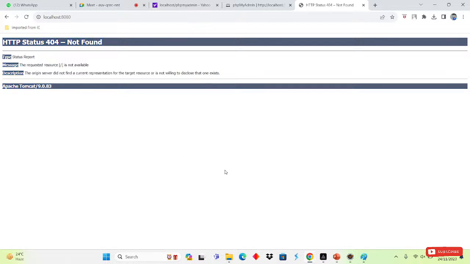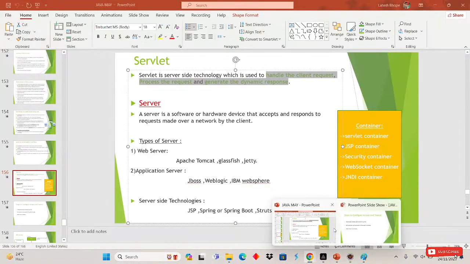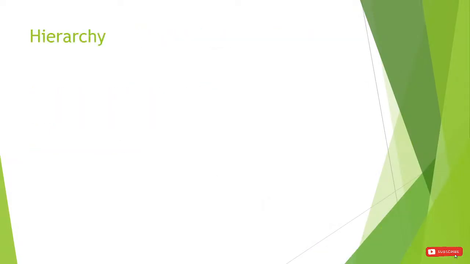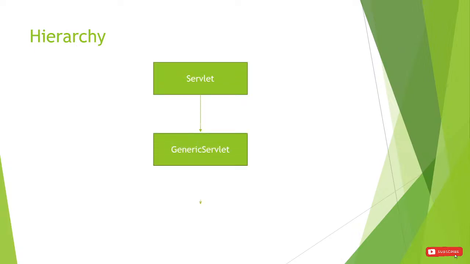After that, what we need to do is create a servlet. Now the server is done, the configuration is done, all the things are done. So now we have to create a servlet. There are three ways to create a servlet. We will see the hierarchy first. First is the Servlet interface, then GenericServlet, and then HttpServlet. Servlet is an interface, GenericServlet is a class, and HttpServlet is a class.